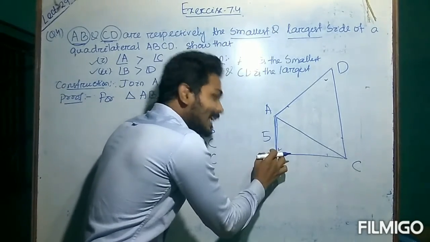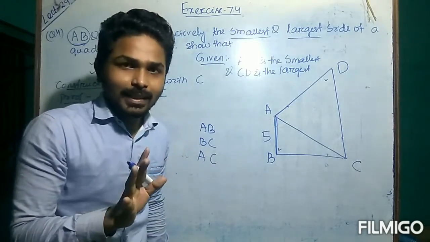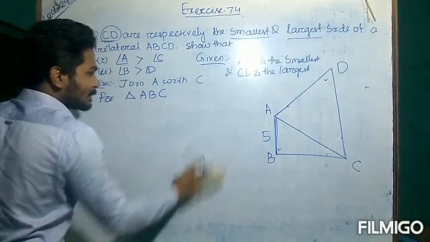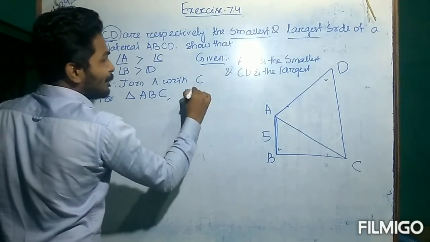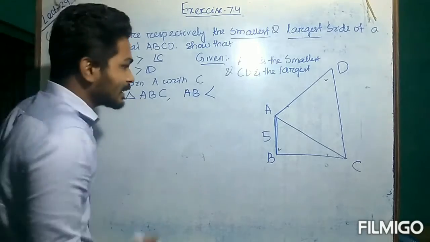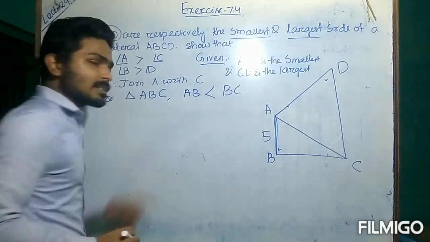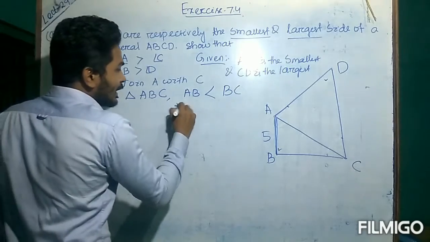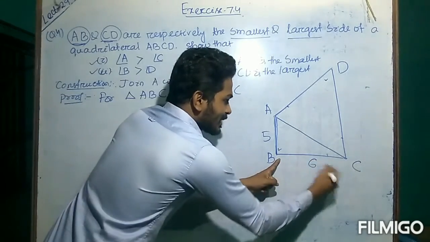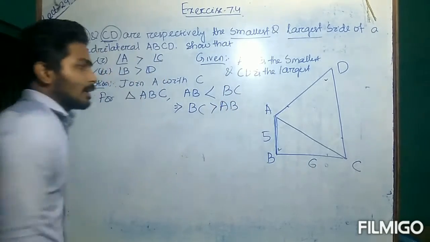So we know AB is less than BC. We know it clearly now, because AB is the smallest side. So definitely we can write AB is smaller than BC. Or you can write BC is greater than AB. Whatever you prefer.